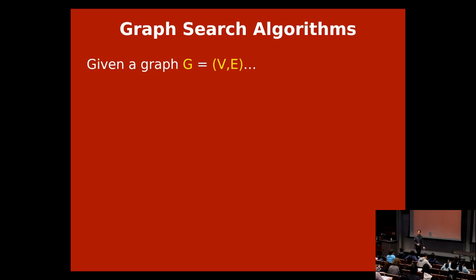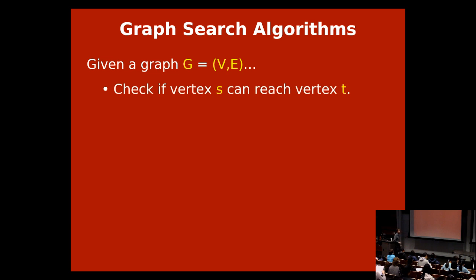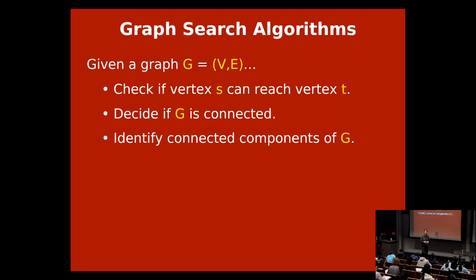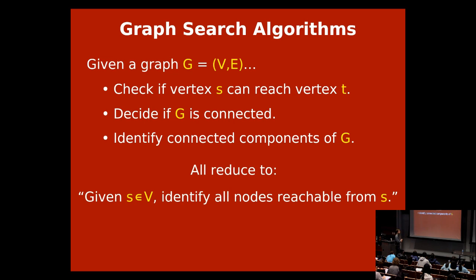So let's say you're given a graph, G equals (V, E). There's some basic things about it that you would like to know. Perhaps you have two vertices S and T, and you want to know if there's a path from S to T or a walk from S to T. Or perhaps you just want to decide, is G a connected graph? Or maybe if it is, then you're happy. If it's not, you want to identify the connected components of G or count the connected components of G.